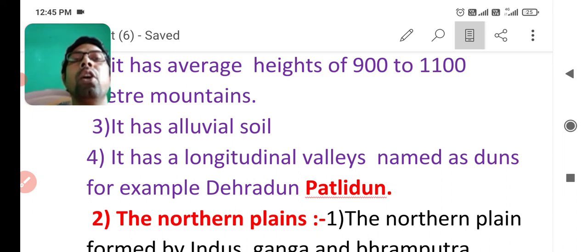And there can be an objective type question in the exam, what do you mean by dunes? Or there can be another question like this: in which part of Himalaya mountains dunes are found? And you can answer that in Shivalik area, or dunes are the longitudinal valleys between the middle Himalayas and Shivalik. And the examples of dunes are Dehradun and Patli. I think you got all the points.